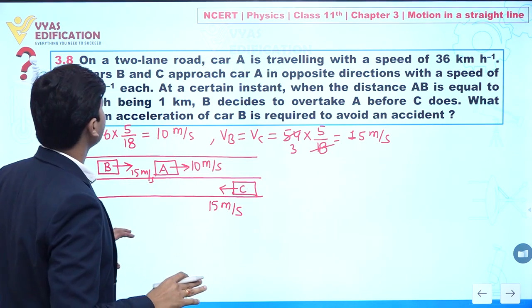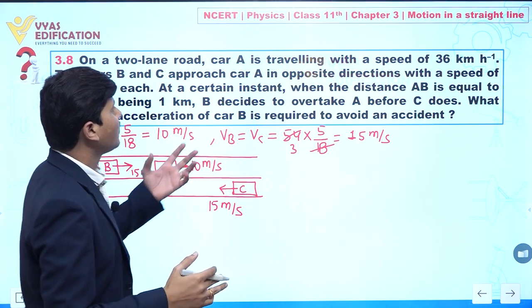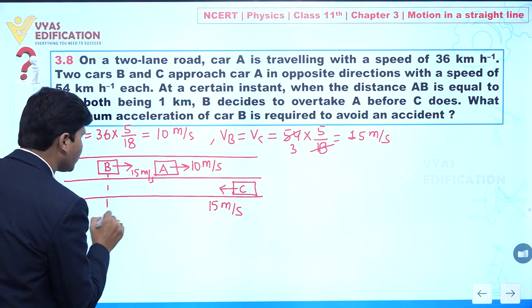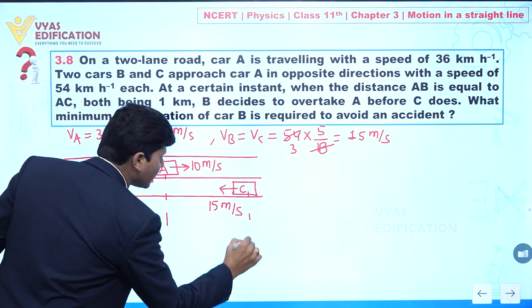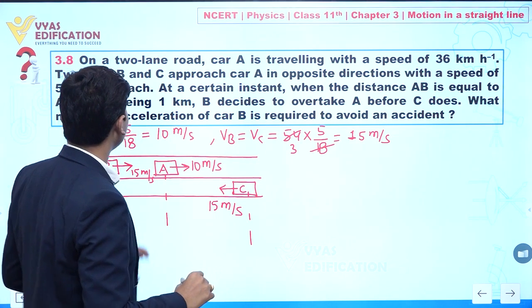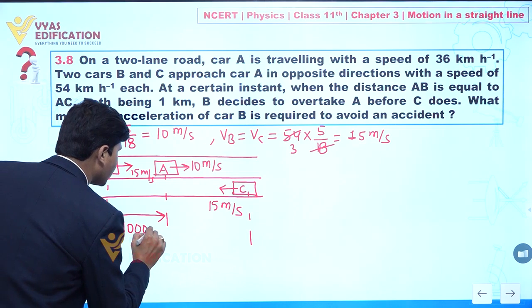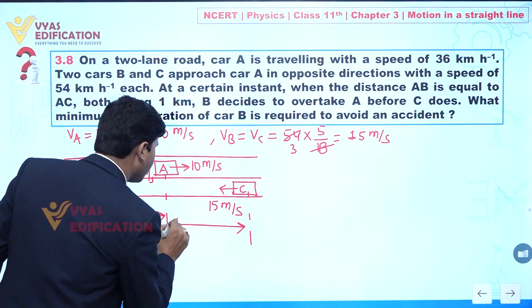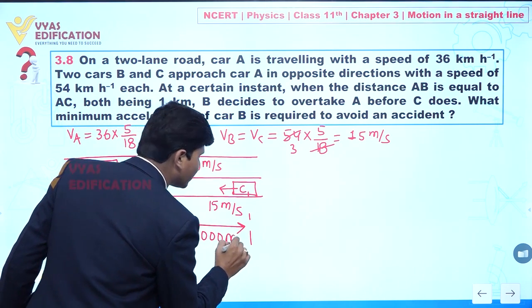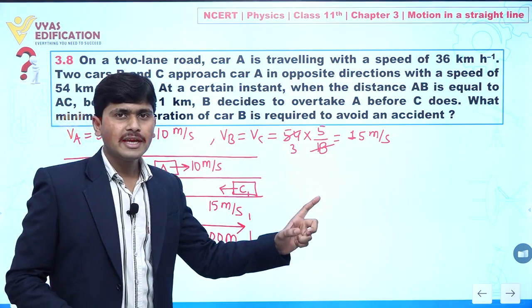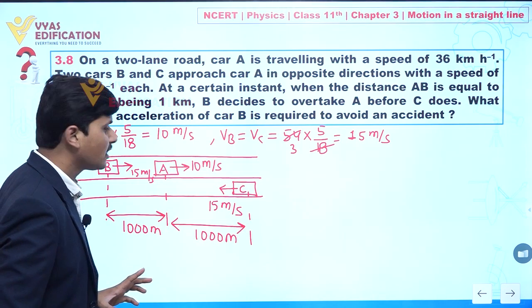Now it is given in the question that at a certain instant, distance AB is equal to AC. It means the distance between A and B is the same as between A and C, and this distance is given to you as 1 kilometer. It means this is 1000 meters. Clear to everyone? Now B decided to overtake A before C does.